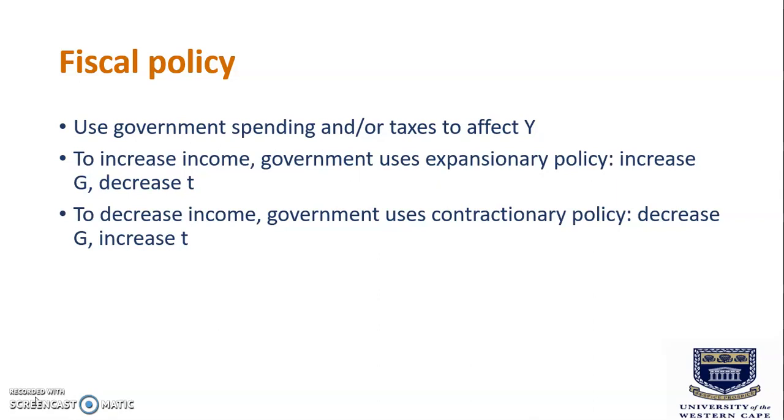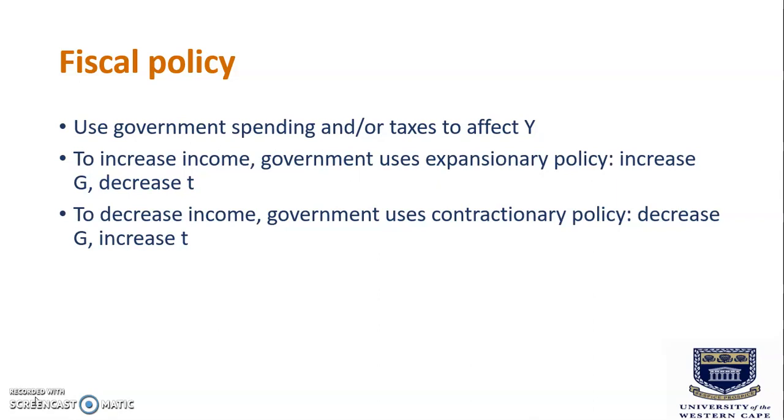Now, what you have to understand here is that when government decides to increase its spending, we refer to it as expansionary policy. Or when government decides to decrease taxes, it's also referred to as expansionary policy. And of course, if government decides to reduce government spending, it's referred to as contractionary policy. Or if it decides to increase the tax rate, it's also contractionary policy.